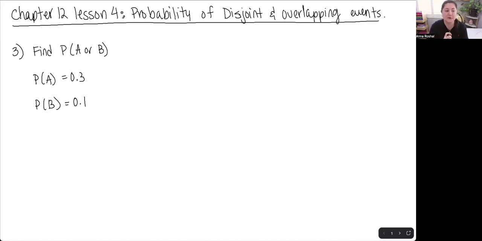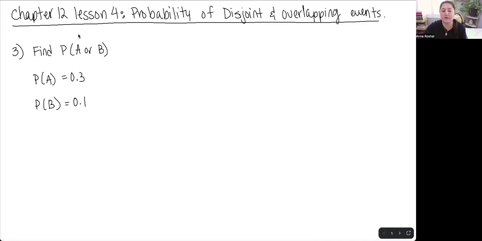Okay. So the first question that is given to us by the student who sent these problems in is asking us to find the probability of A or B. And so the probability of A is 30% or 0.3. The probability of B is 10% or 0.10.